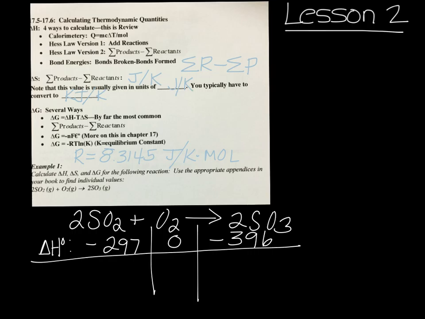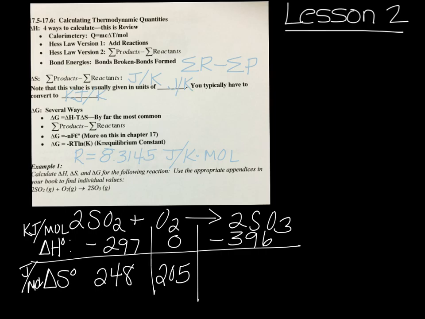Now, remember your delta H is in kilojoules per mole. And now I'm going to do delta S, which is our entropy, and that's going to be in joules per mole Kelvin. So SO2 is going to be 248. I do have a value for oxygen gas entropy, because we know gases have the most disorder, and my SO3 is 257. So now that I have all the values that I need, I can actually start solving these.